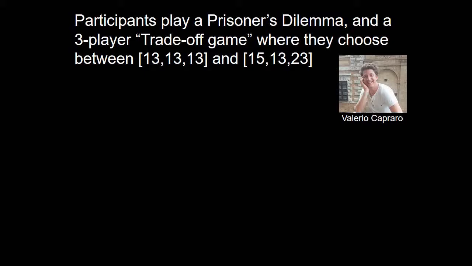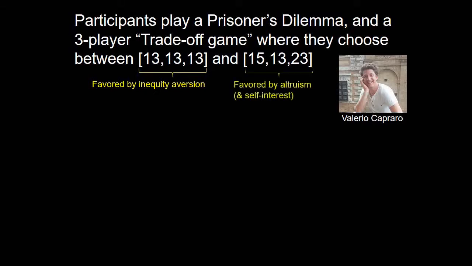We picked these numbers fairly arbitrarily, but the point is this option is equitable, because there's no unfairness, there's no inequality. So an equity aversion would say, oh, I like this one. There's no psychological pain that comes from unfairness existing. Whereas altruism would favor this one, because if you care about the payoff the other people are getting, here the other people are getting 13 plus 23, whereas here the other people are only getting 13 plus 13.